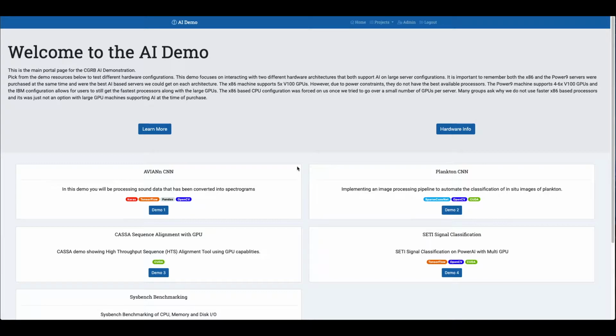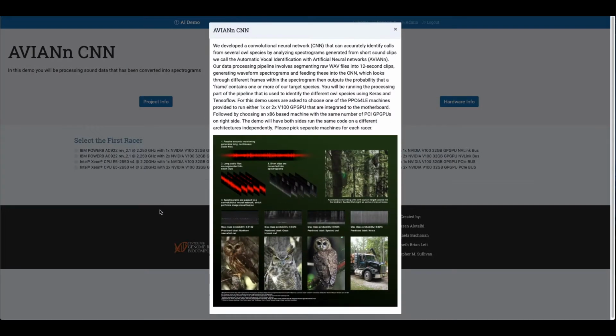Okay, the very first demo we're going to run is called Avian CNN. It was created at Oregon State University, and it's been a research project supported by the Forest Service. This convolutional neural net leverages Keras, TensorFlow, Pandas, and OpenCV. Let's go ahead and go towards the demo.